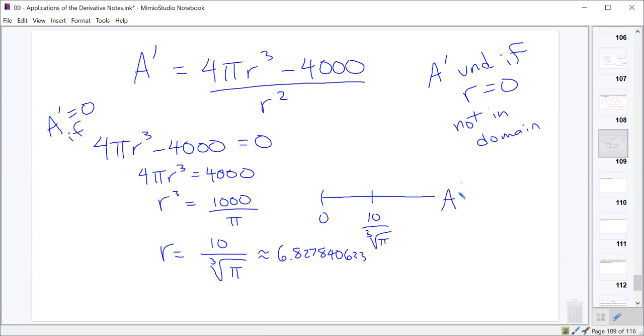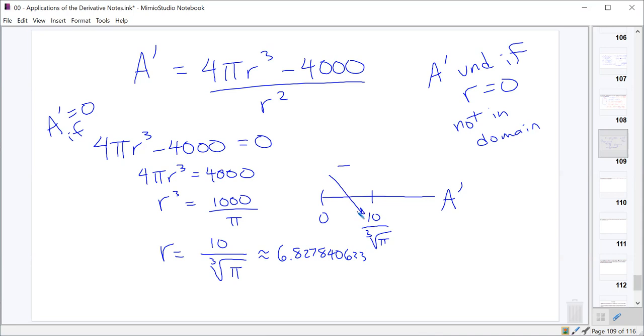And if we're going to plug in something that is between 0 and that number, let's try 1 into our derivative of our surface area. If we plug in 1 up here for r, the denominator is positive. In fact, the denominator r squared is always going to be positive, so we can kind of just ignore that. But if r is 1 in the numerator, r cubed is 1, leaving us with 4 pi minus 4,000, which is clearly negative, and this function is decreasing.